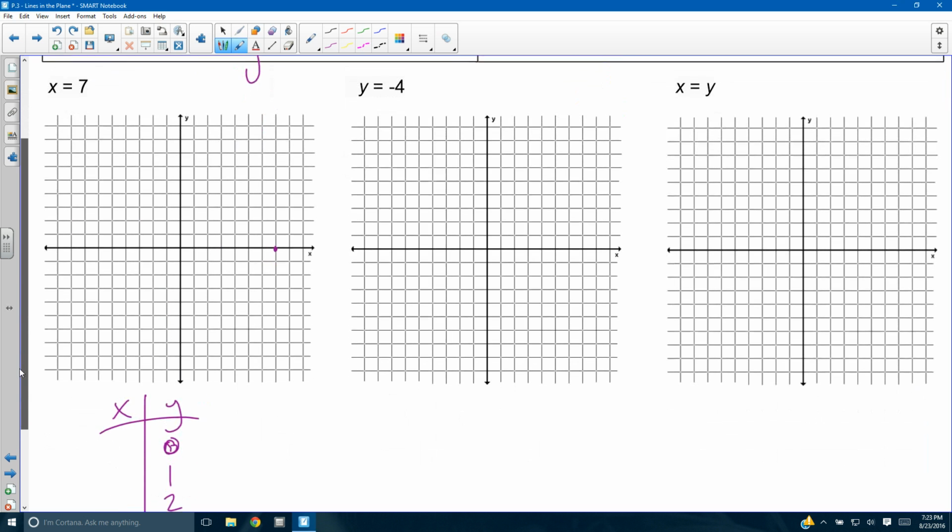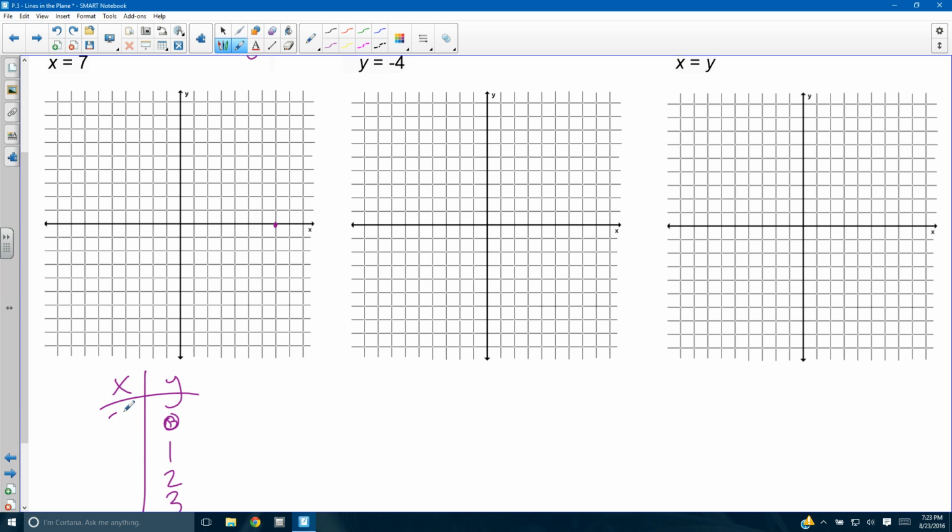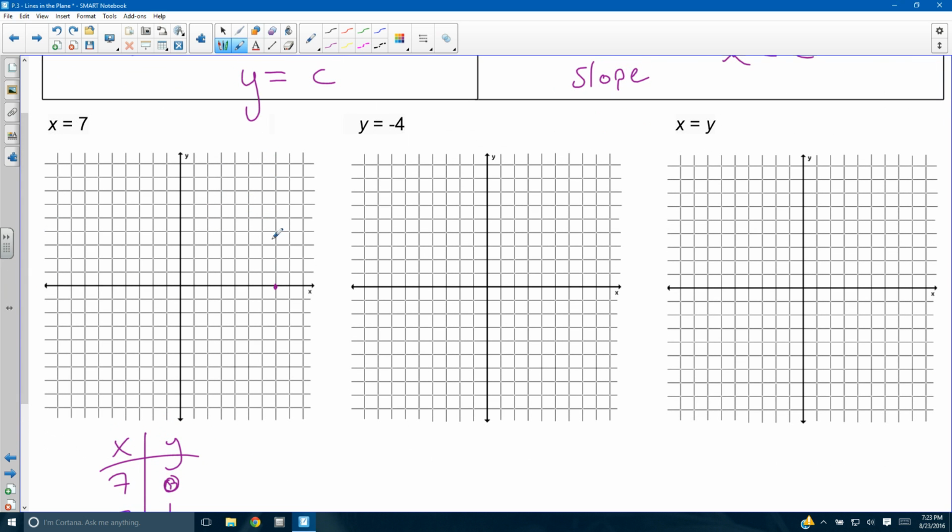Plug in 1 for y. What's x going to equal? 7. 2 for y, x is going to equal 7. 3 for y, x is going to equal 7. So the whole point is no matter what y equals, x is always going to be 7. If y equals 1, 2, 3, 4, etc., negative 1, negative 2, negative 1 billion, no matter what, x is going to equal 7.